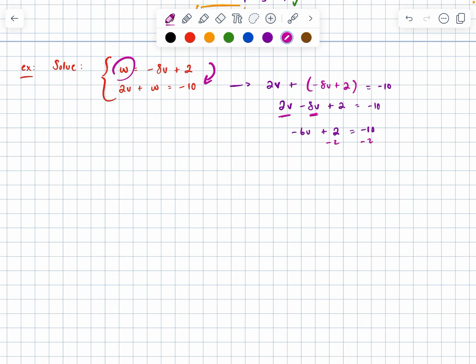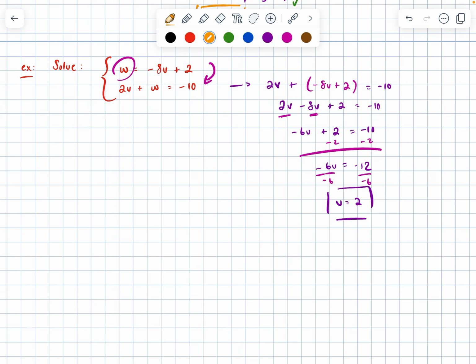To get v by itself, let me start by subtracting 2 from both sides. Negative 6v is equal to negative 12. And last move, let's divide both sides by negative 6 to get v equals 2.